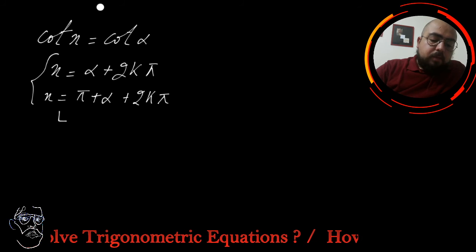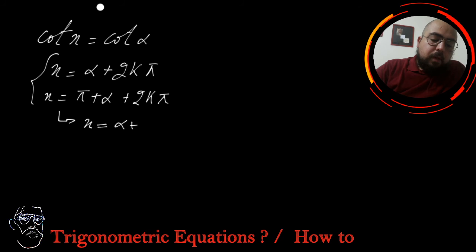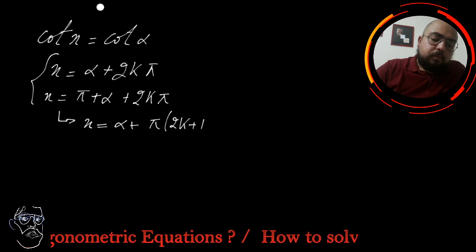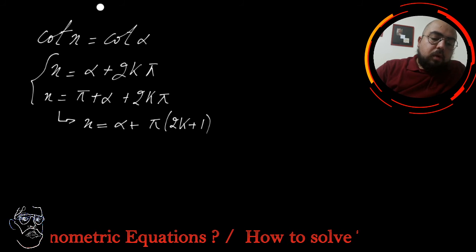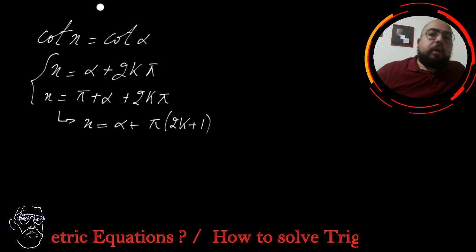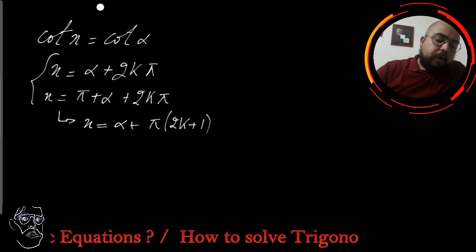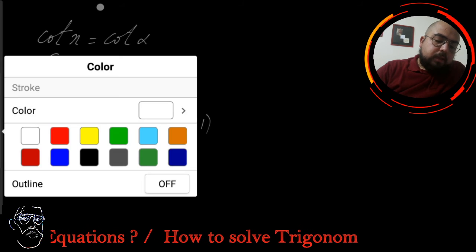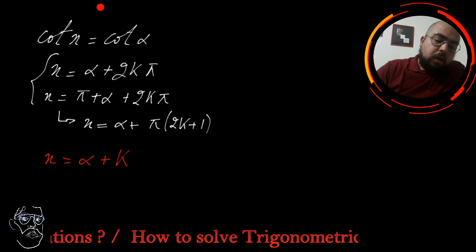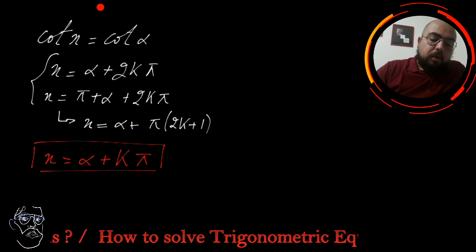Once again, you can do an arrangement for this part. x is equal to alpha plus pi times 2k plus 1. So 2k pi or 2k plus 1 pi, it shows you that this number could be odd or even. So your final solution will be x is equal to alpha plus k pi. Alright? x is equal to alpha plus k pi.